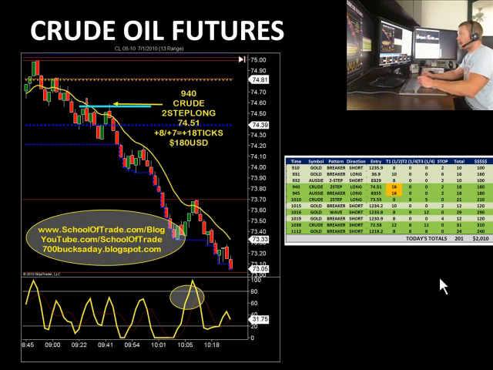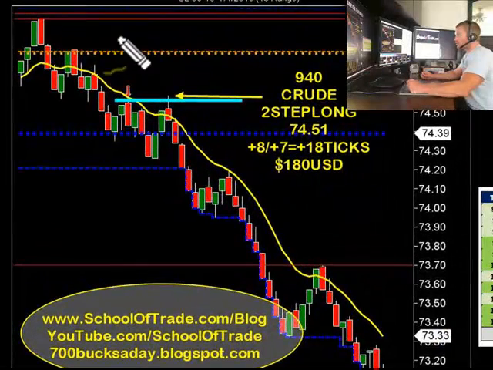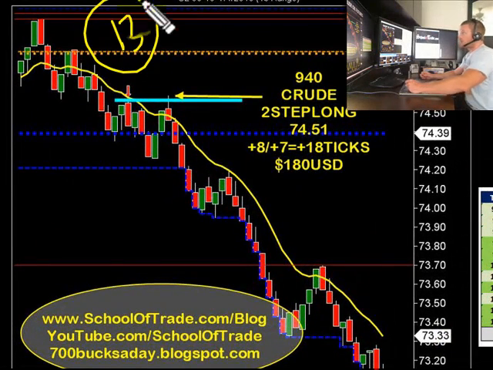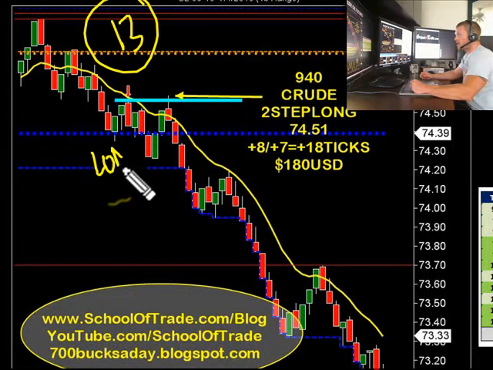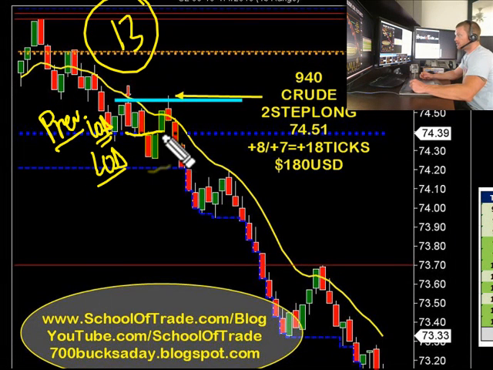Okay, so back over on crude now. This was a pattern that showed up on a much slower time frame. Here's a 13 range chart, and we've been looking for a bounce off the low of day and the previous low of day, which is right here. Both these blue lines are the previous low of day and the current low of day. So we come bouncing off these levels here.